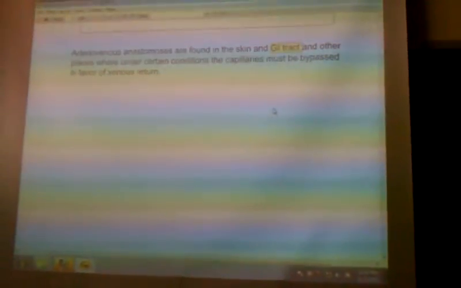What an anastomosis is not only is it a joining, but the joining of blood vessels has a specific purpose. It acts as a shunt, usually to bypass a capillary bed. That's essentially what an anastomosis will do. And here we can find some anastomoses very commonly in the skin. We can find them in the gastrointestinal tract surrounding particularly our small intestine. Also in our lungs. Okay.